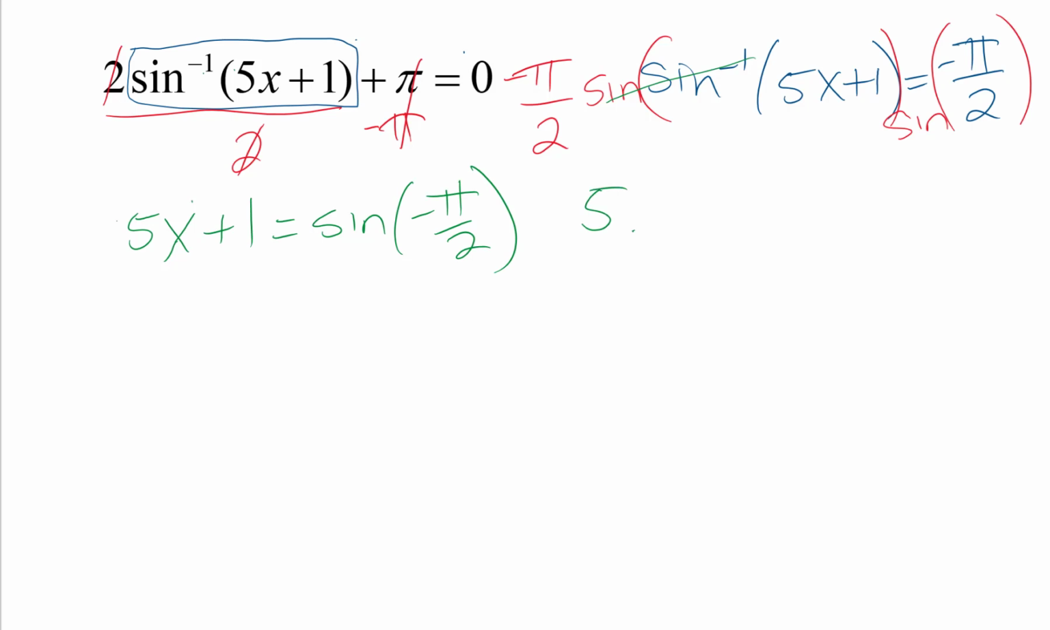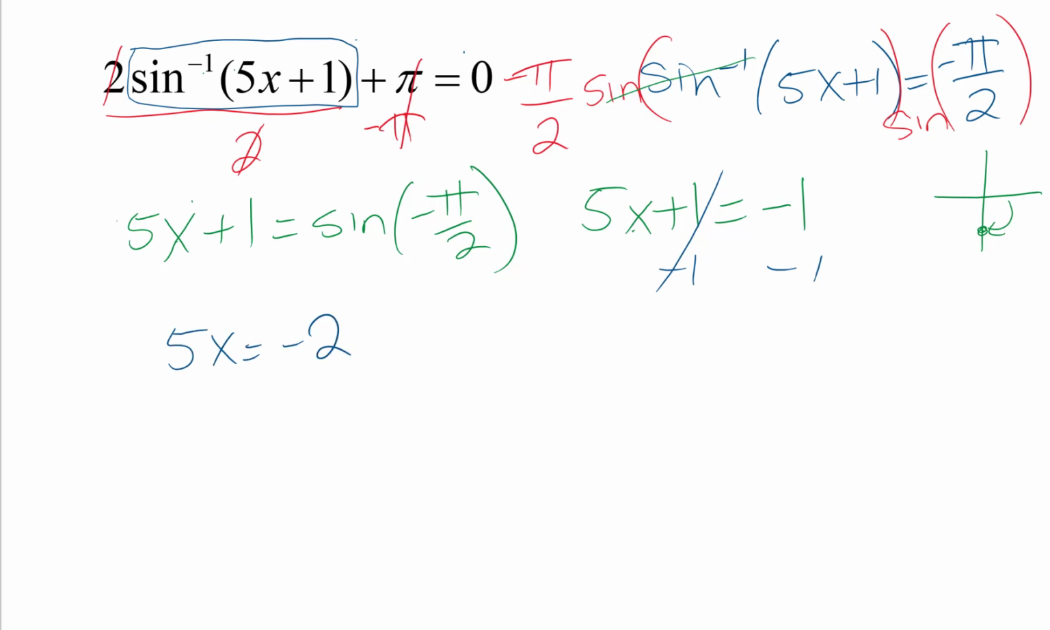Well, that means 5x plus 1 equals, we know the sine of negative pi halves because negative pi halves is just right here, and the y value there is negative 1. All right, so then the only thing I have left to do is now it's an algebraic equation and I just need to solve. So I'm going to subtract 1 from both sides and have 5x equal negative 2 and then divide both sides by 5. So my answer is x equals negative 2/5.